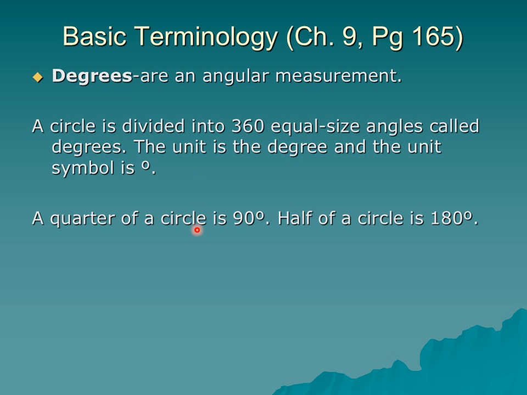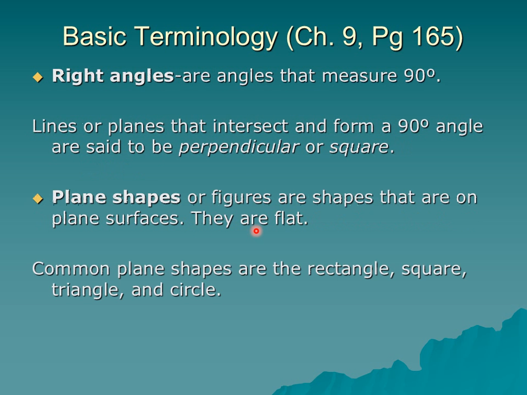Just like that, at the center of the circle you have 360 degrees. If you take a quarter of a circle, it will be 90 degrees because you divide the circle into 4, right? And similarly, the half of the circle will be 180. We'll show you some examples and pictures.